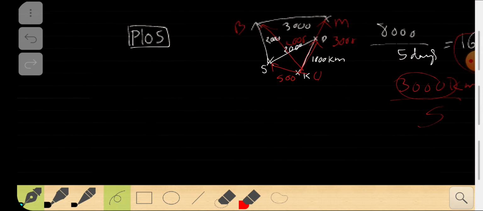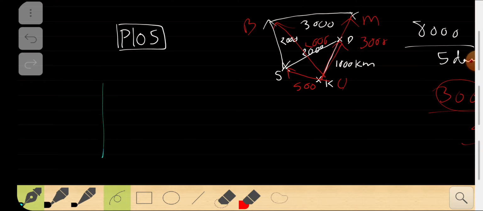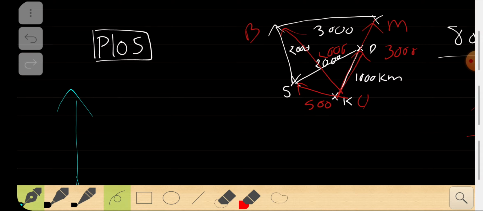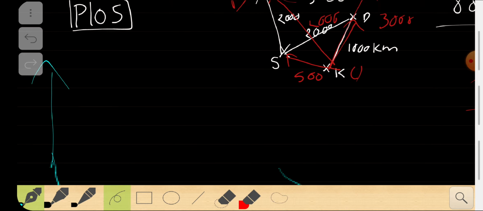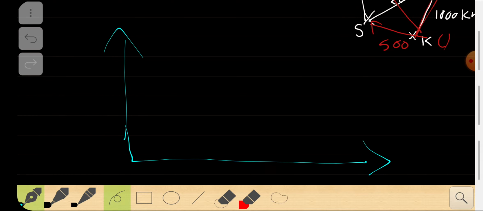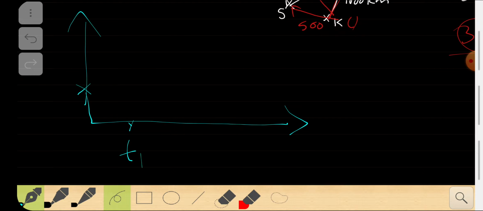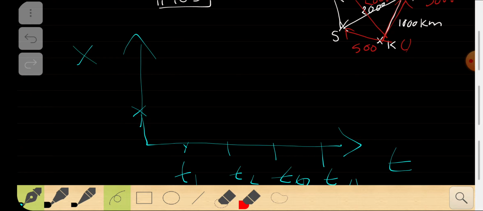Now what I'm going to do is plot the displacement versus time graph. So the first displacement is to Delhi, that's around 1000 kilometers, right? So the first displacement will be around 1000 kilometers, and the second displacement at say T1, T2, T3 and T4, this being the time axis and this being the position axis.